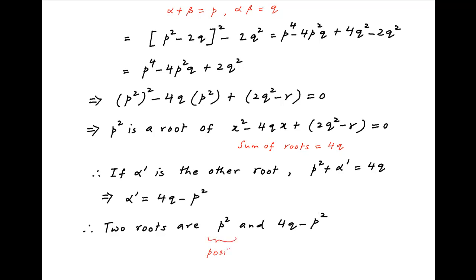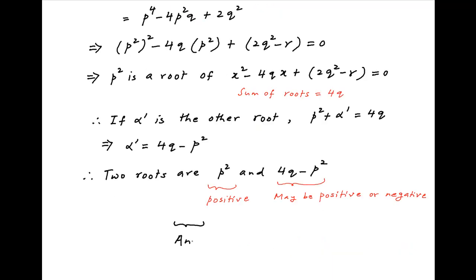p squared is clearly positive, and 4q minus p squared may be positive or negative. And this is the required result.